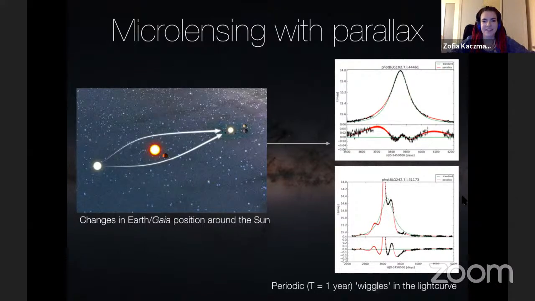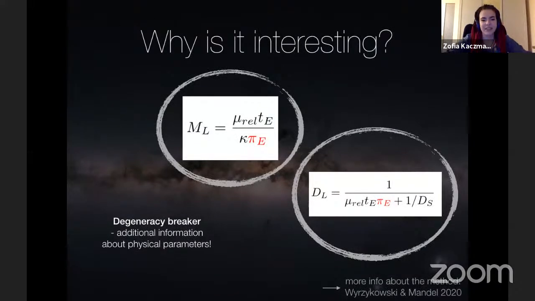So as you see, these events look very exotic, very interesting, but why do we study them? Parallax is very valuable if we can observe it and measure it, because it's a degeneracy breaker. Usually the only information tied to physical parameters that we have is the Einstein time. When we have parallax, we have more information about the mass of the lens, the distance to the lens, and basically the only thing that's missing is the information about the distance to the source and mu-rel, which is the relative movement of the source and the lens.